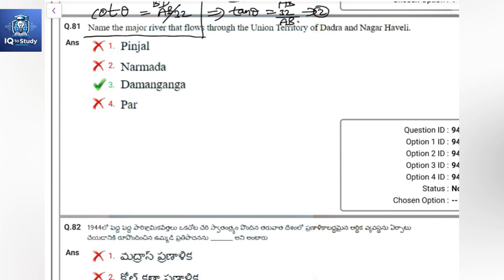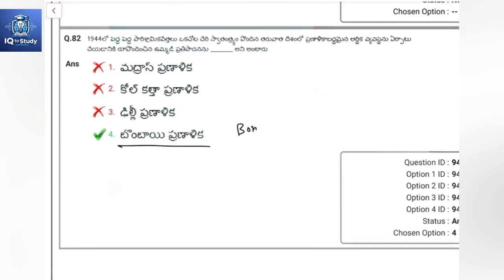Name the major river that flows through the Union Territory of Dadra and Nagar Haveli. It is Damanganga. The main water of the river is on the western slope of the Western Ghats range and it flows west into the Arabian Sea.